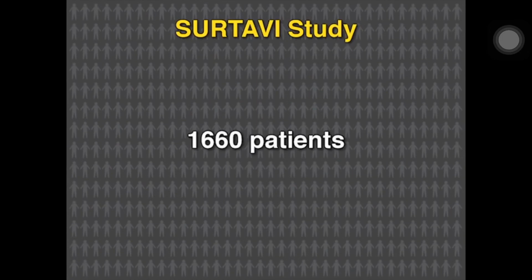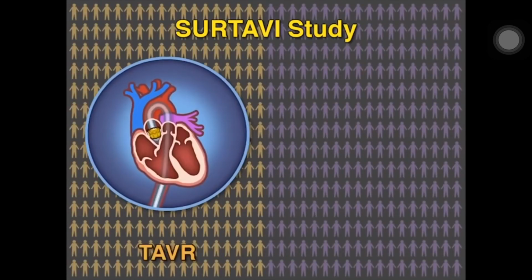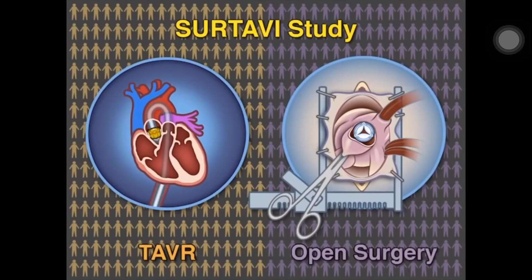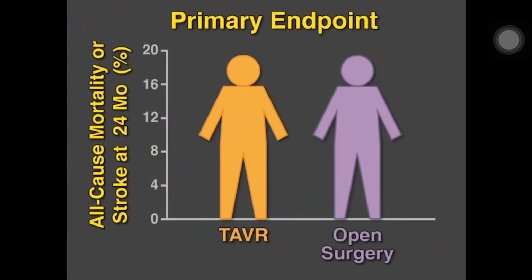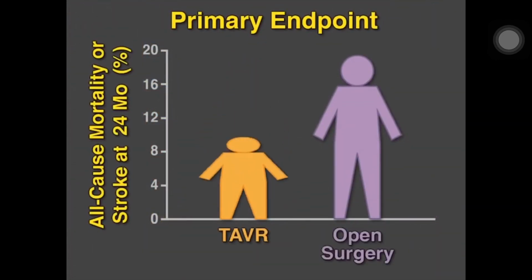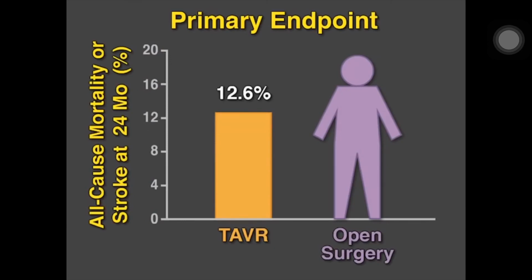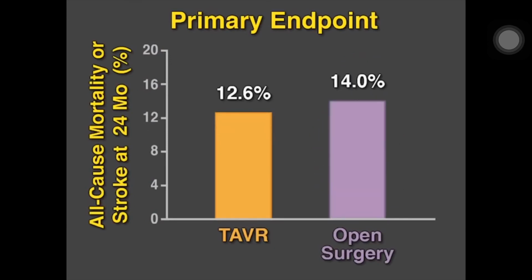1,660 patients were included in a modified intention-to-treat analysis and were randomized either to TAVR with a self-expanding bioprosthetic valve or to surgical aortic valve replacement. The incidence of the primary endpoint, all-cause mortality or disabling stroke at 24 months, was 12.6% in the TAVR group and 14.0% in the surgery group, indicating that TAVR was non-inferior to surgery.